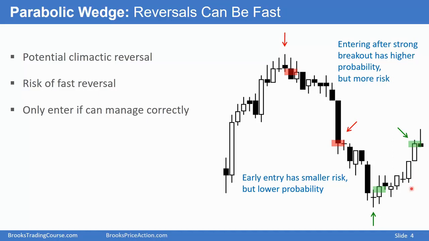The stop is further away, so you're risking more, and you're entering late, so there's less reward remaining in the trend. However, the math is good both for the early entry with lower probability and better risk-reward, and the later entry with greater risk, less reward, and higher probability of making profit.